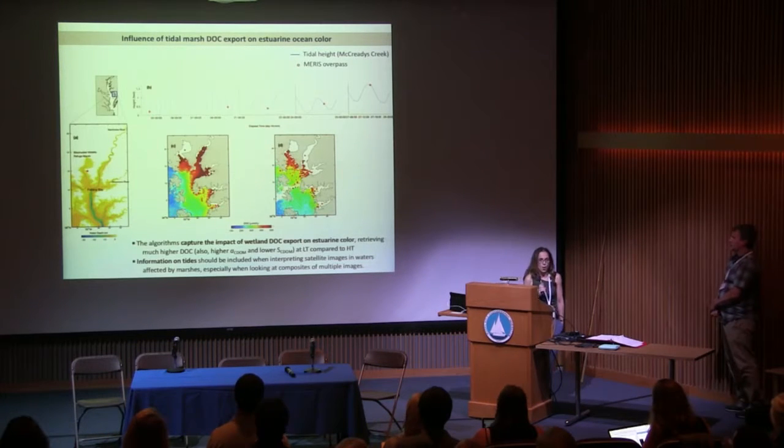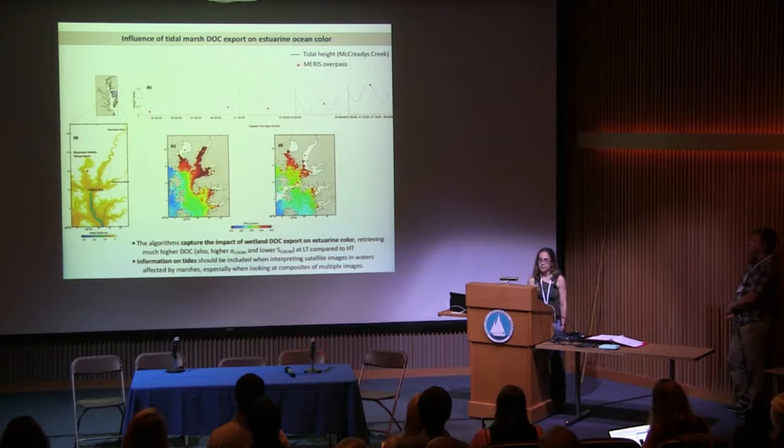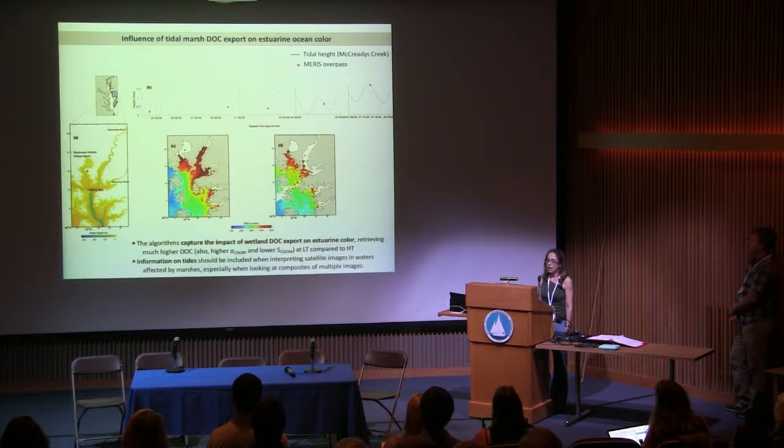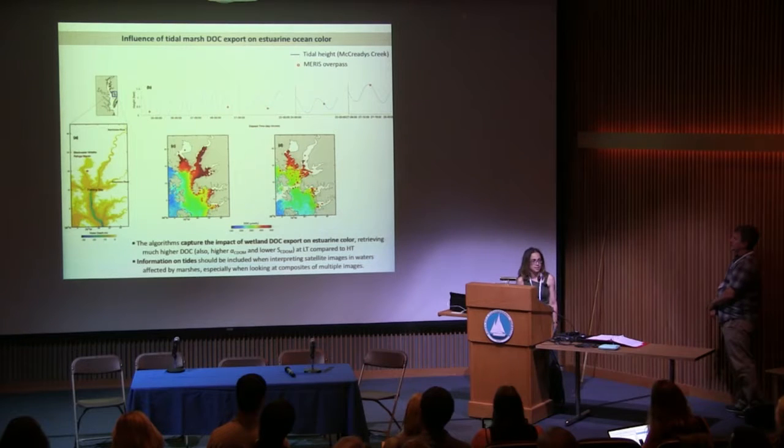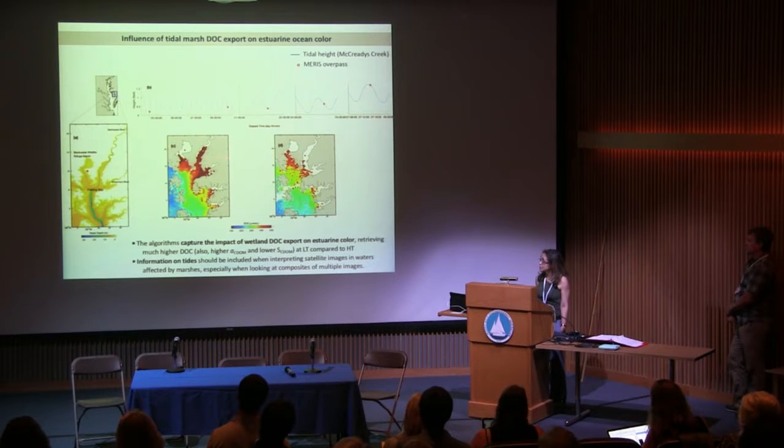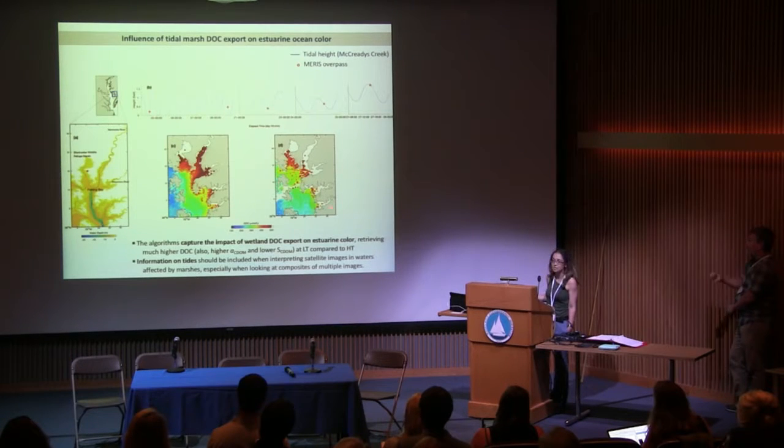Well, these are monthly composites, so this is a combination of satellite scenes for different overpasses for MERIS. So we looked at the tidal stage of each individual MERIS overpass. And we found that for December, we had the largest number of low tide scenes compared to high tide scenes. And because of the influence of the marsh in this area, this is how a low tide MERIS scene for DOC would look compared to a high tide scene for DOC.